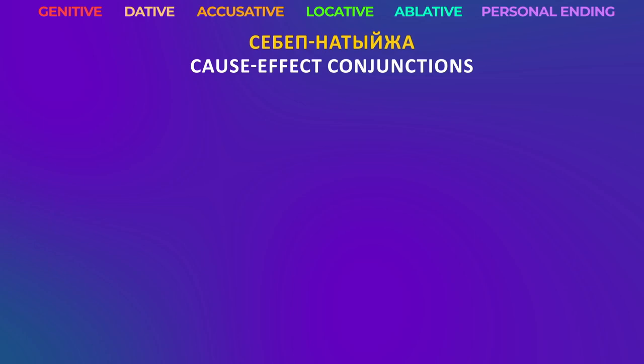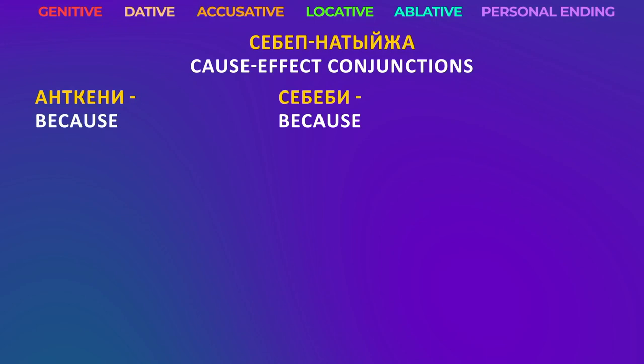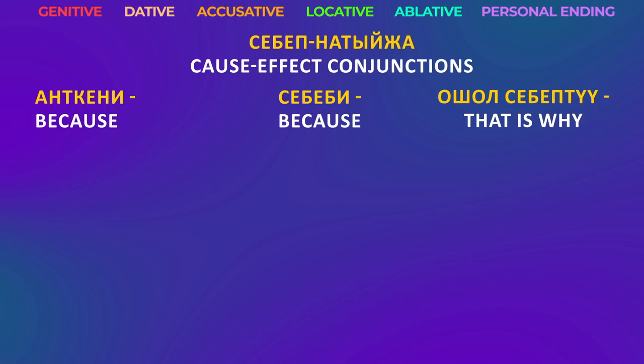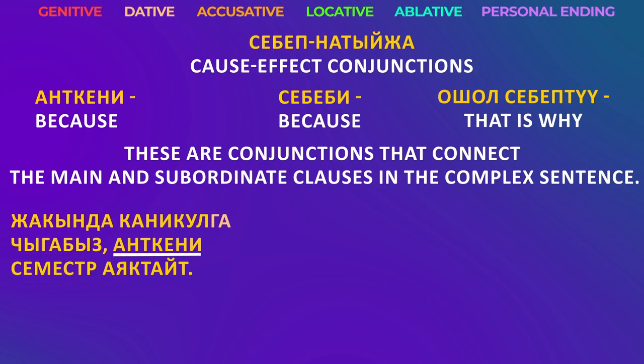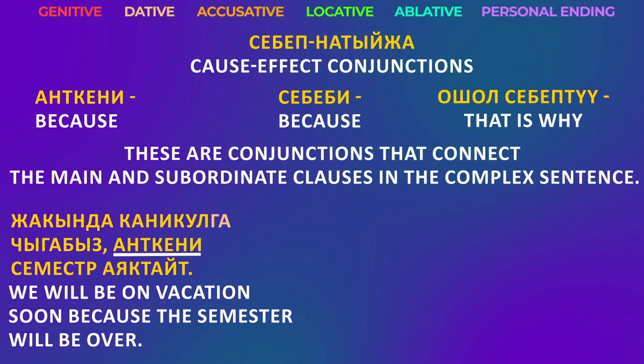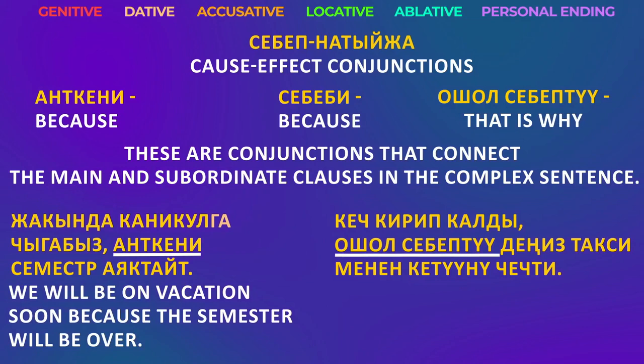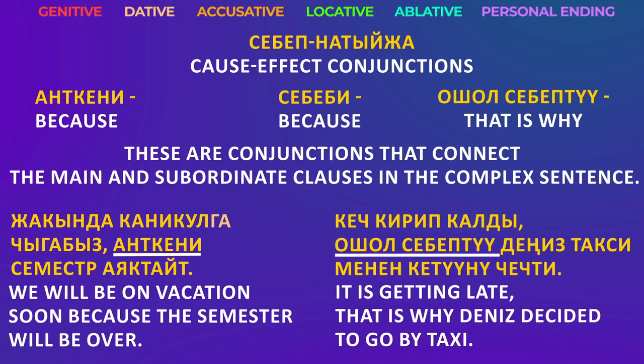Another type would be себеп натыжа, which is cause and effect conjunction. And the first one would be анткени, which means because. And the similar one, себеби, means because as well. And another one would be ошол себепту, which means that's why. So these are conjunctions that connect the main and the subordinate clauses in a complex sentence. For instance, жақында каникулға шығабыз, анткені семестр аяқтайды. We'll be on a vacation soon, because the semester will be over. Кеч кіріп қалды, ошол себепті Денис такси менен кетуіні чешті. It's getting late. That's why Денис decided to go by taxi.